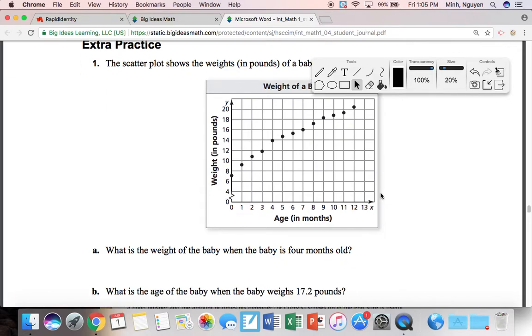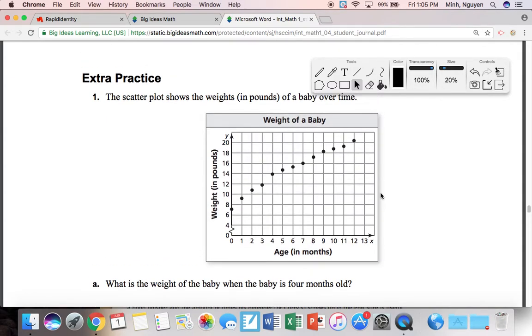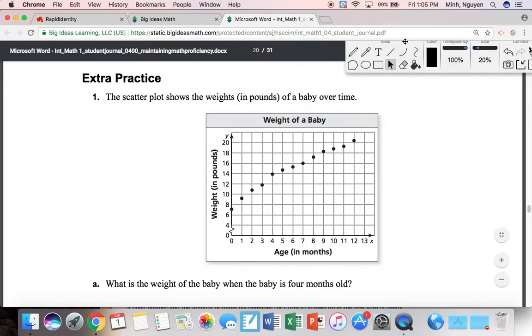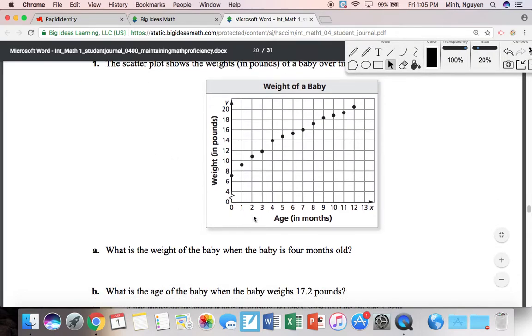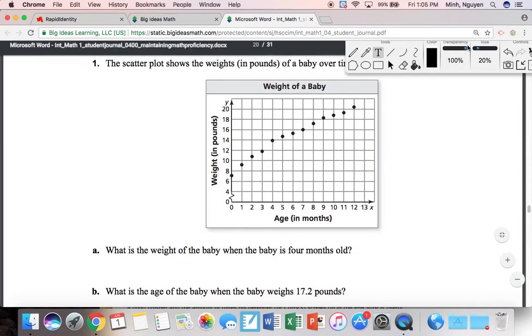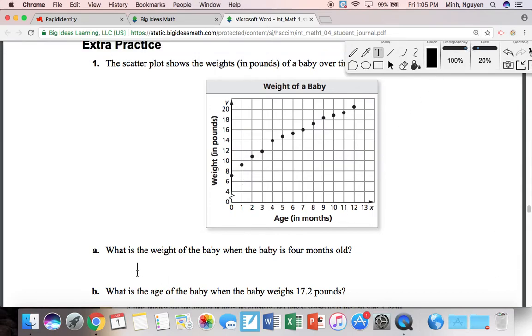The scatter plot shows, so really this is just asking you, can you read this graph? What is the weight of the baby when the baby is 4 months old? We'll go to 4 months. What is the weight? 14 pounds. So you'd say at 4 months, the baby weighs 14 pounds.